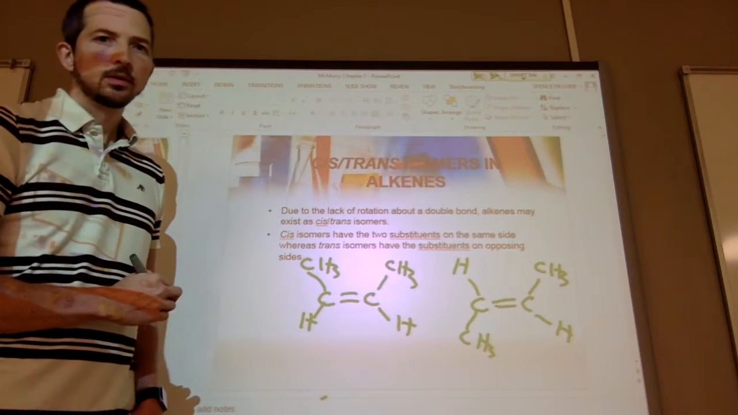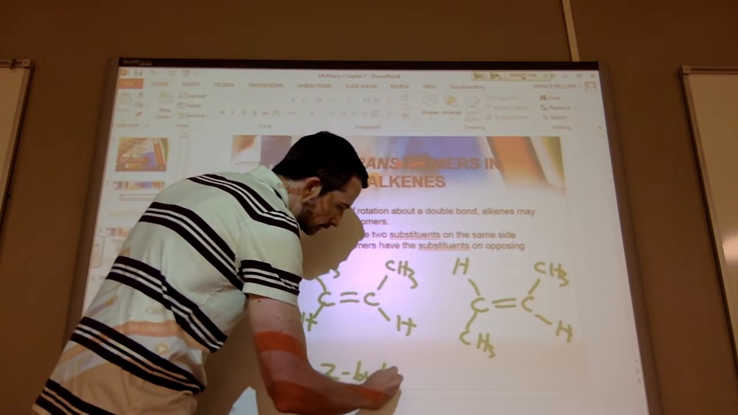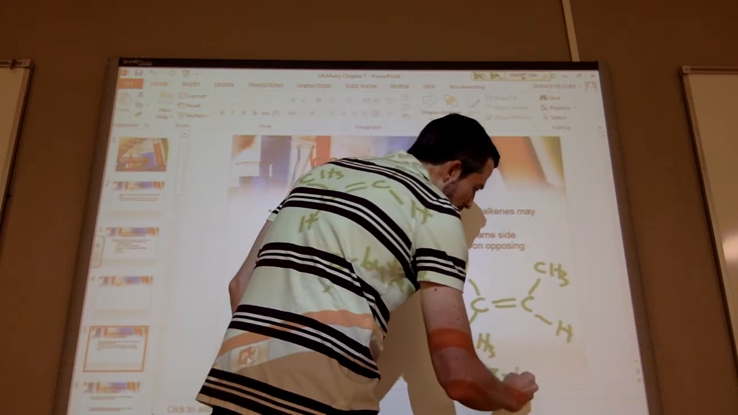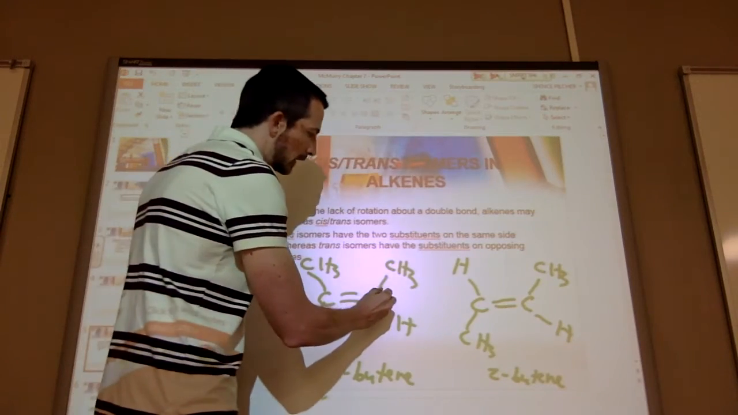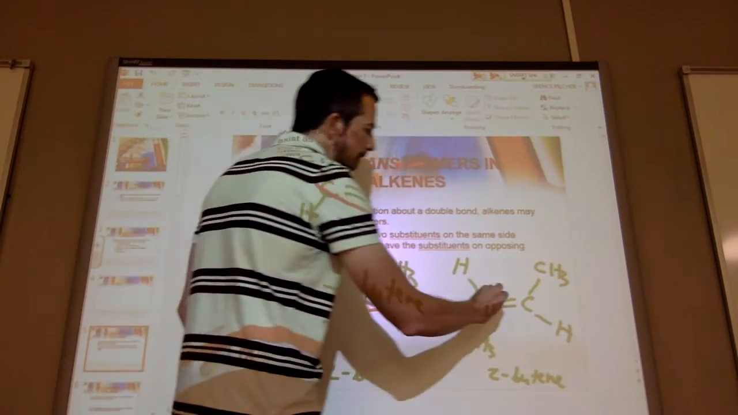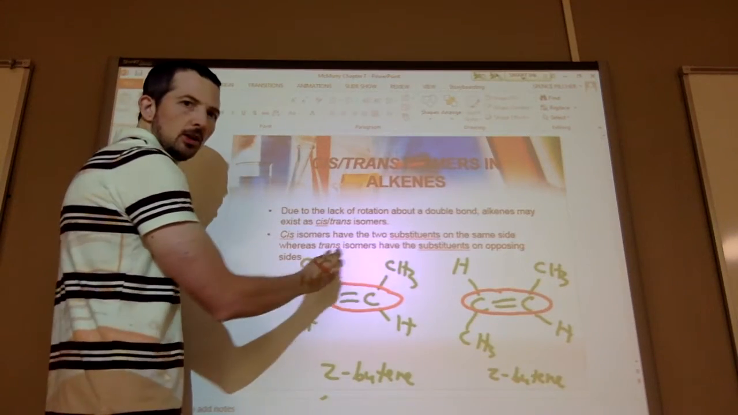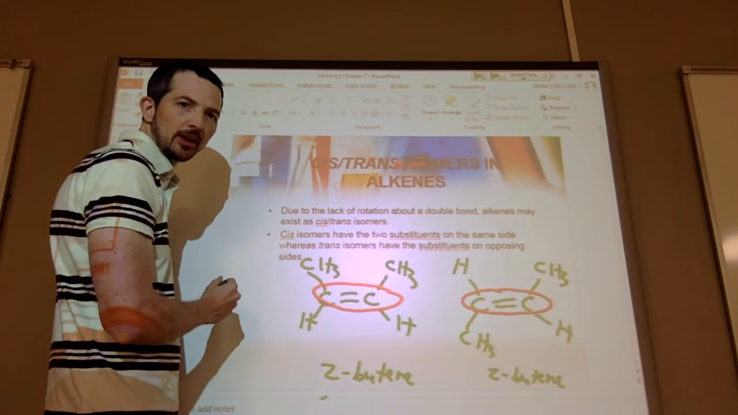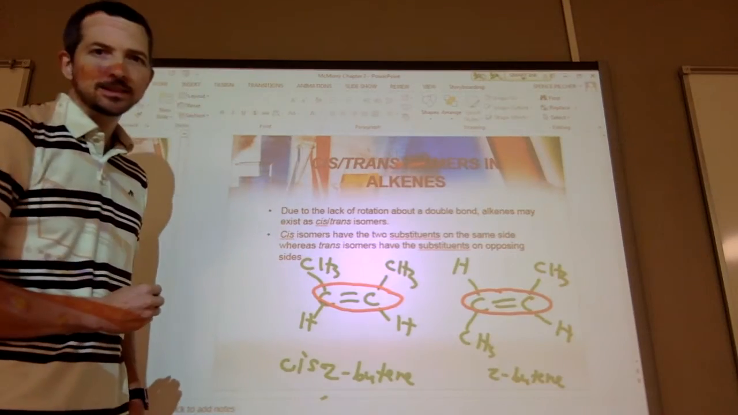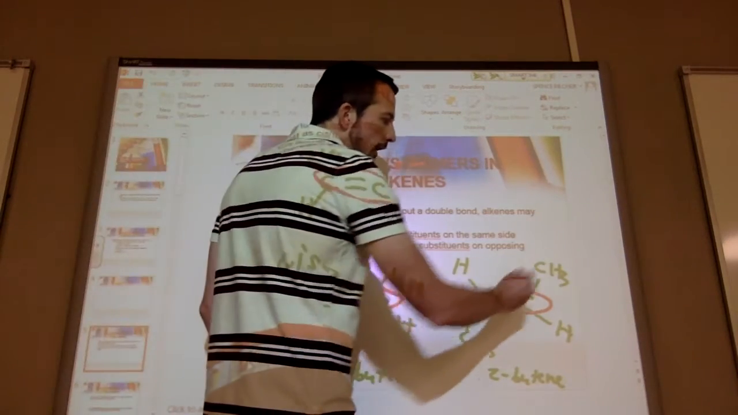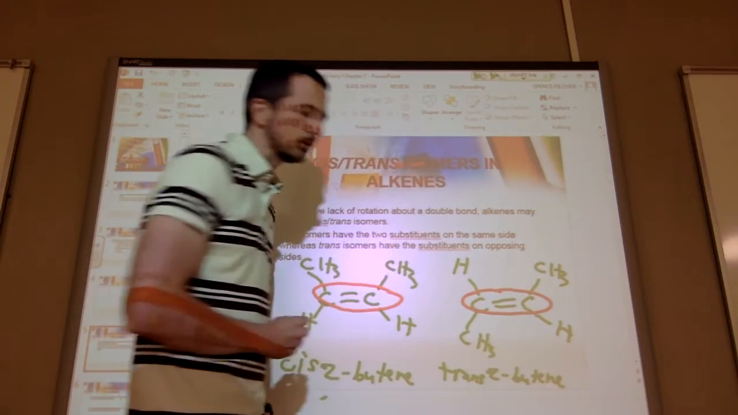These are both 2-butene. So if I look at my C double bond C, I'll see that my 2 methyl groups are on the same side of that double bond. So that means this structure would be cis. Here they're on opposite sides, so that structure would be trans-2-butene.